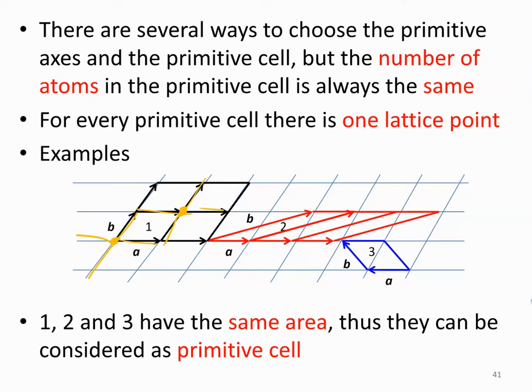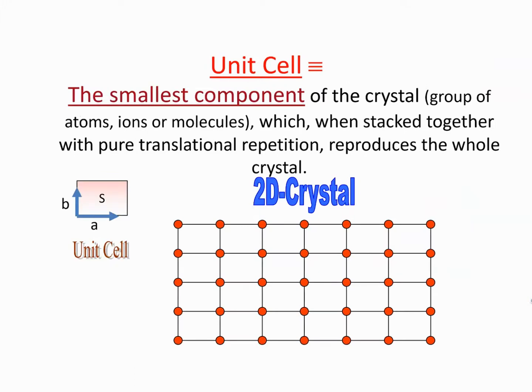How about number 2? This environment is the same as the other one, the next one, actually the same, right? So this one also the same. So whenever they have the same environment, then we can consider it as a Bravais lattice. And under the Bravais lattice, because it only has one lattice point, so this is a primitive cell.